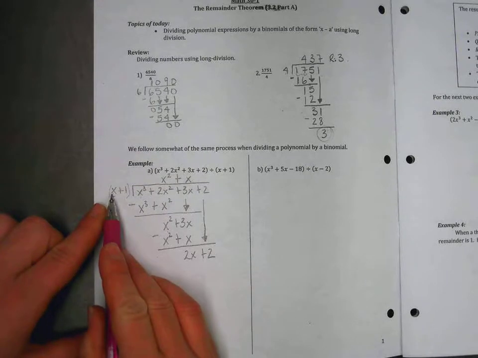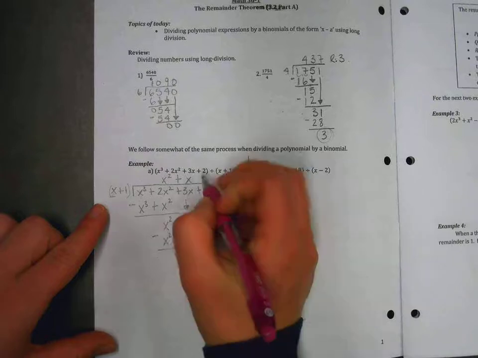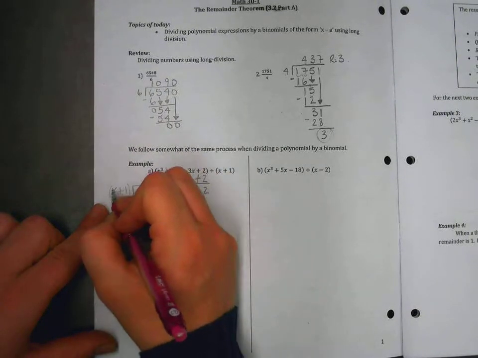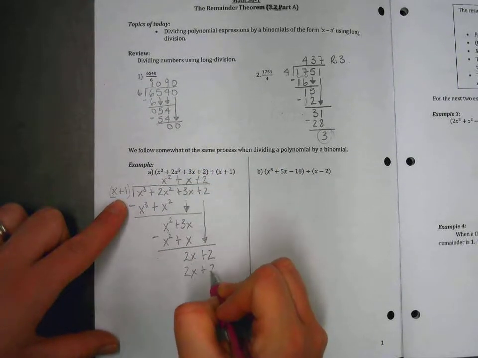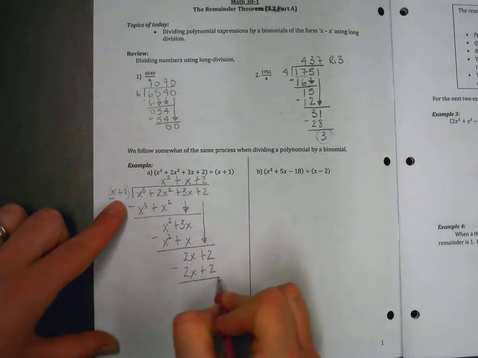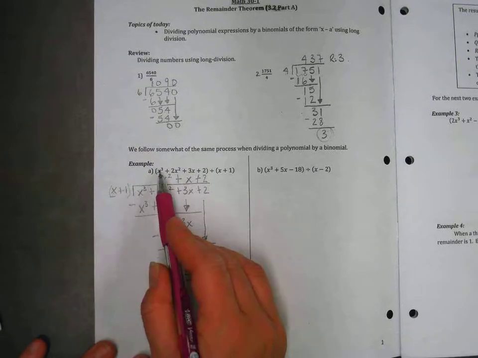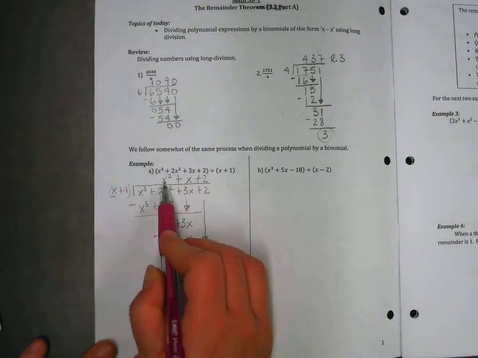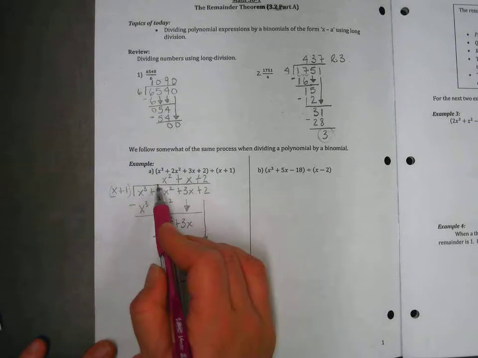And then I'm going to ask myself again, how many times does x divide into 2x? Well, that would be 2 times. Come back and multiply. 2 times x is 2x. 2 times 2 is plus 2. Subtract these values. Those cancel. These also cancel. So we end up with the remainder of 0. So x plus 1 actually divides into this polynomial evenly, because there's no remainder, x squared plus x plus 2 times. Okay, so this would be my solution.